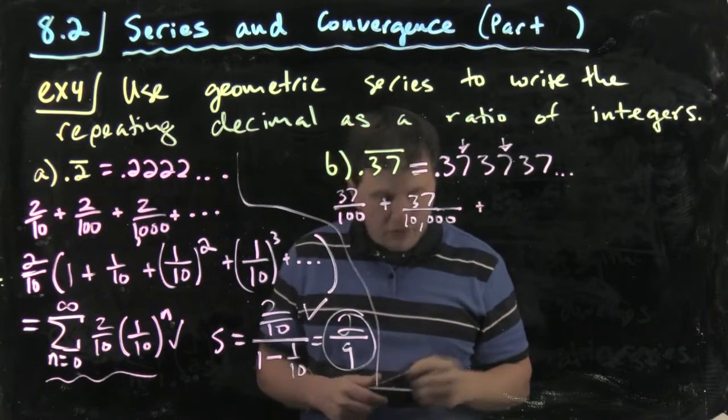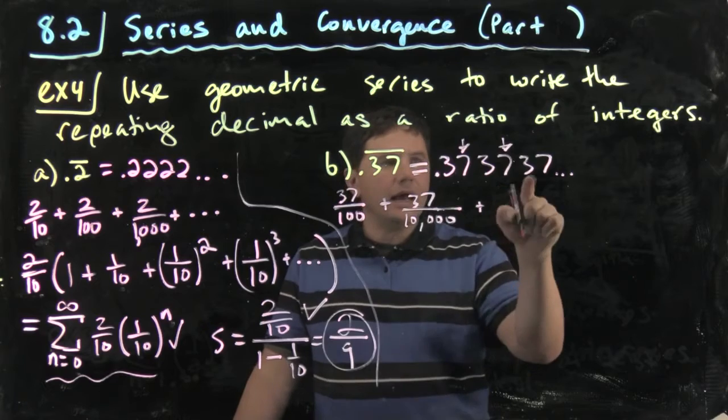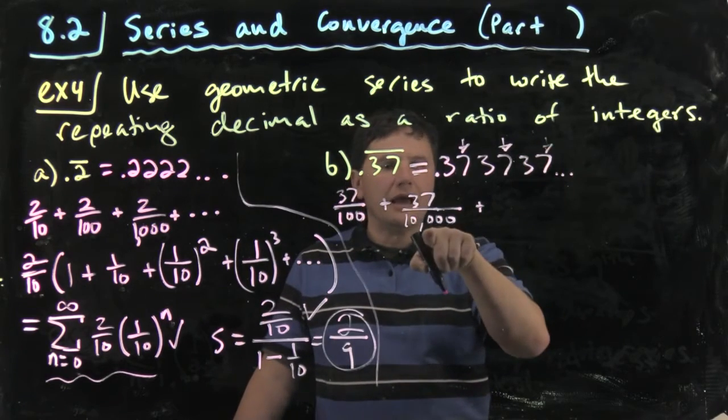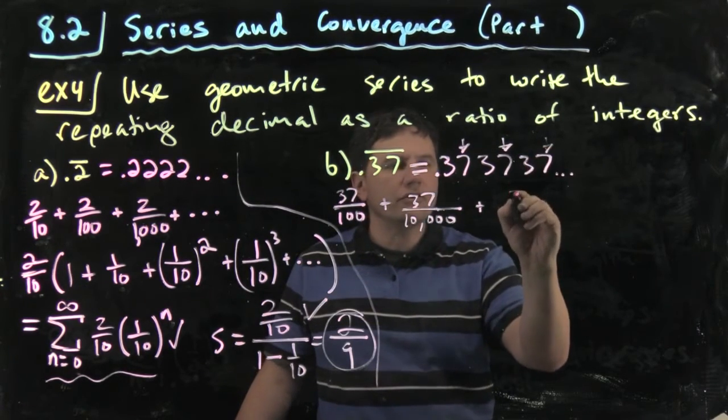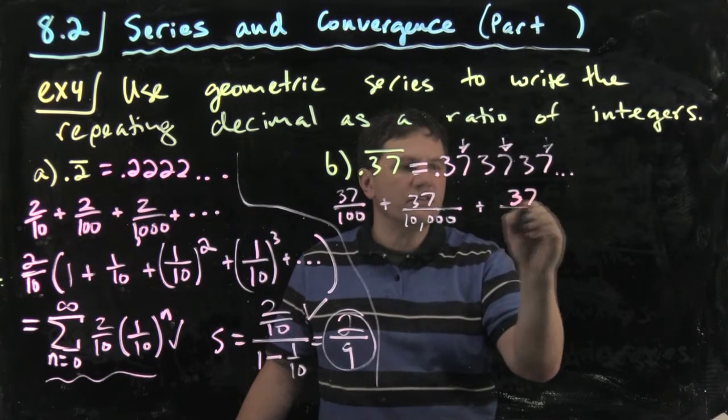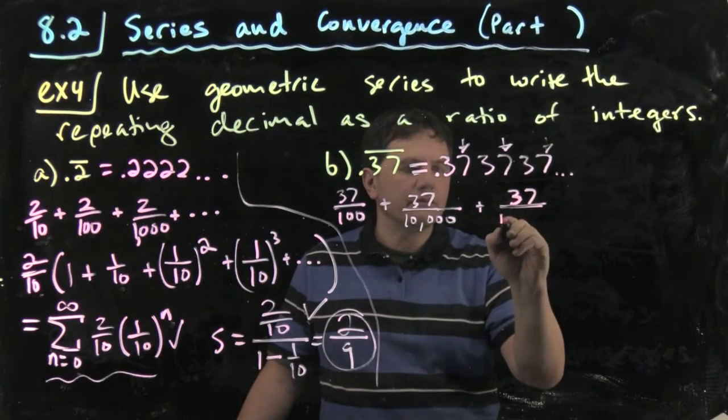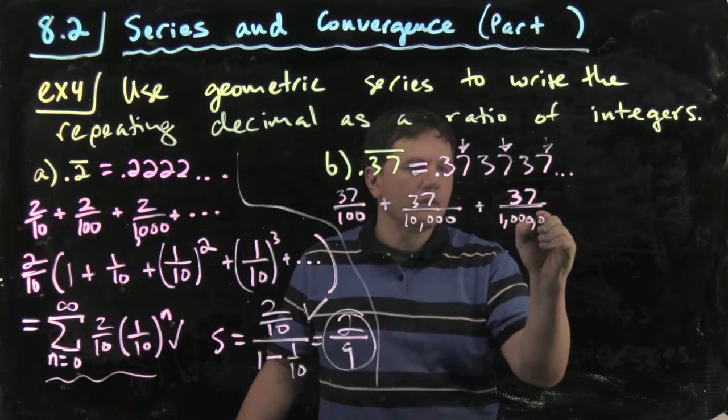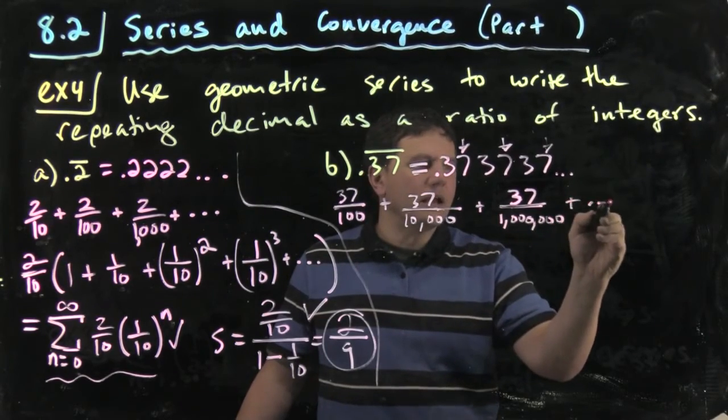Plus, this marker's getting really bad. Okay, and then finally, this one, put another 2 zeros here. This is actually 37 over 1,000,000. So 37 1,000,000ths. And that goes on and on and on.